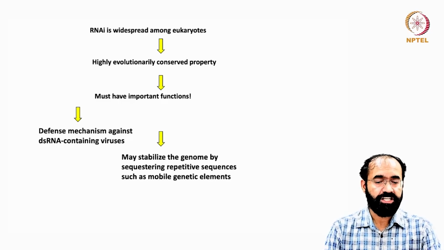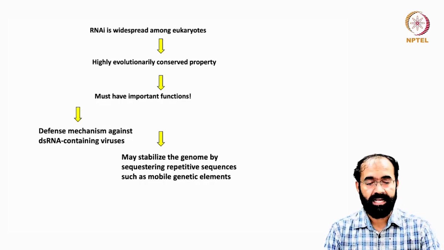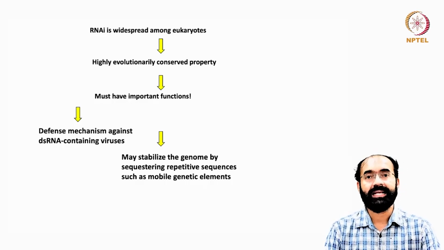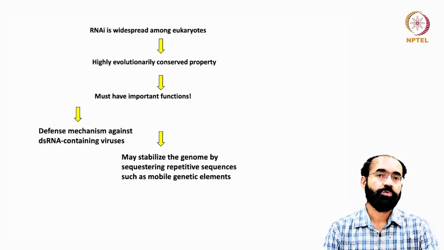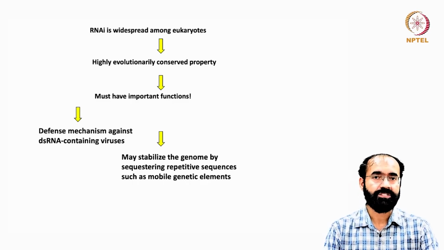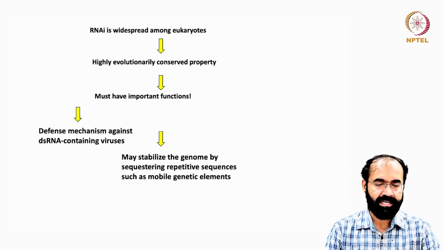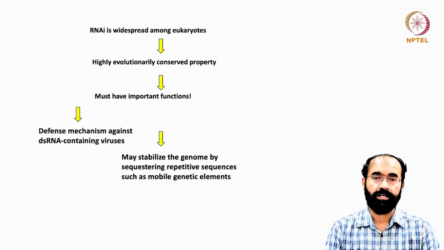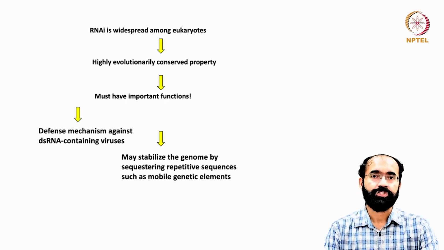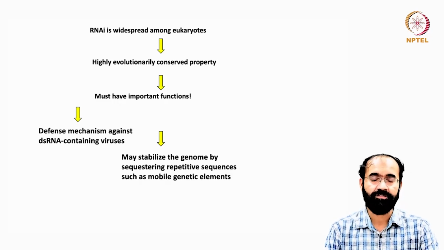And it may stabilize the genome by sequestering repetitive sequences such as mobile genetic elements or transposons. This is another advantage. Many times if transposons are present, they can cause damage to a normally functioning gene and create trouble inside the genes. Like if a transposable element entered into a normal gene, then it will get disrupted. So many times when you have this tiny siRNA present, it will find the mobile genetic element attractive, go and pair with it and cause its silencing.